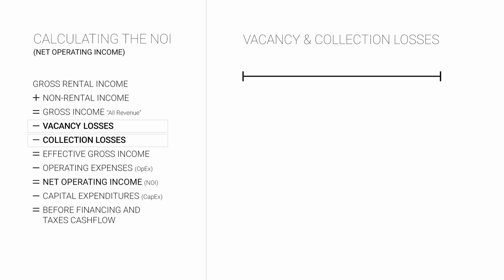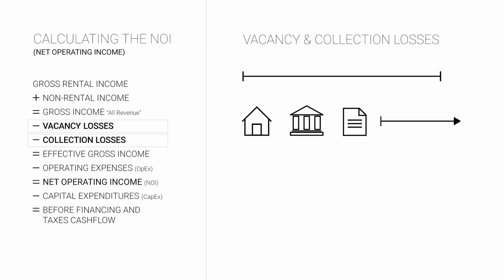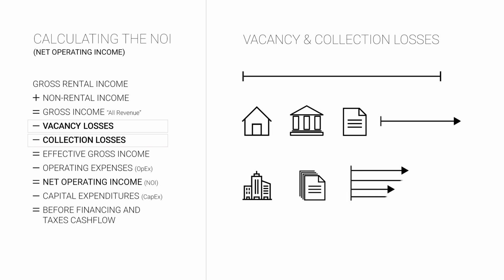For example, if you have a fully leased property and the government as your tenant with a lease agreement over the set period of time, it is very likely you do not experience any vacancy and collection losses. In comparison, an apartment complex with several different lease agreements is much more likely to experience vacancy and collection losses.